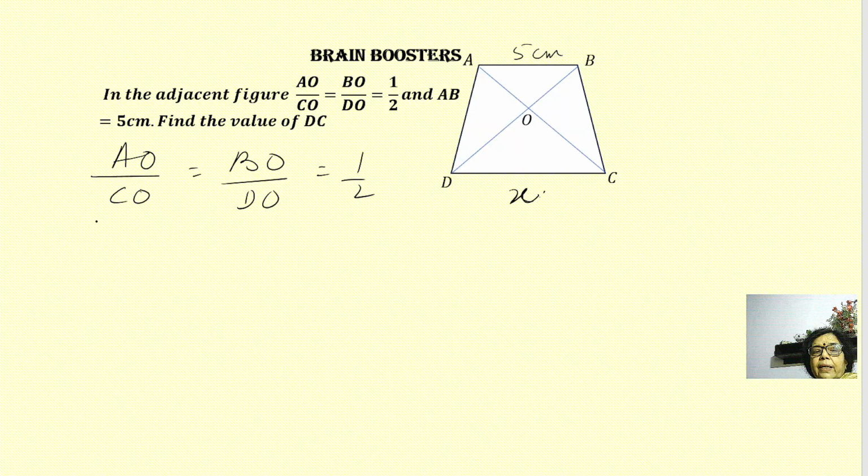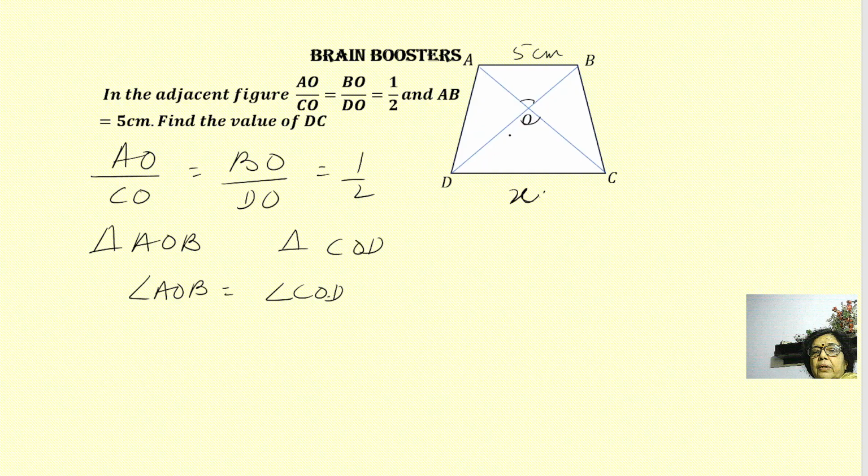Now consider the triangle AOB and the triangle COD. In these two triangles, vertically opposite angles, that is angle AOB is equal to angle COD. This is one pair of vertically opposite angles being equal. Vertically opposite angles are equal. Then we are given the ratio over here AO by CO. So if we consider these two triangles, as I've already said, we get the two sides here proportional and the included angle equal. So I can write down triangle AOB is similar to triangle COD. So these two triangles become similar.